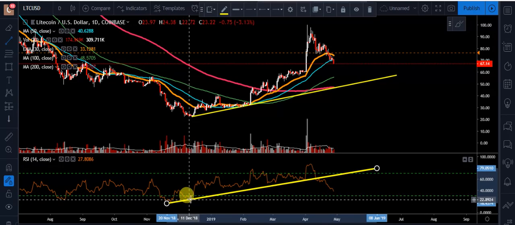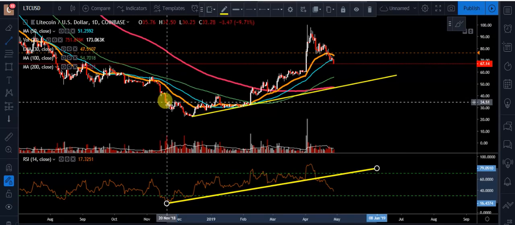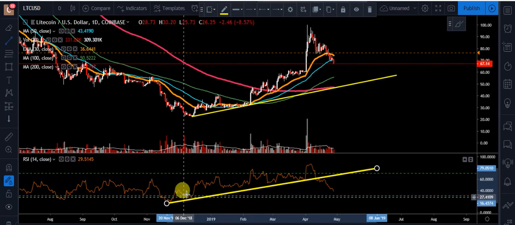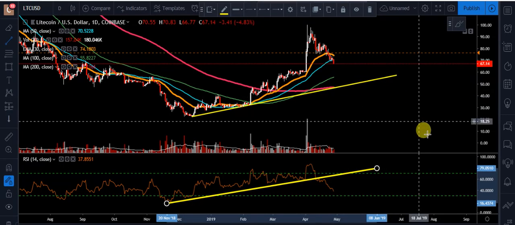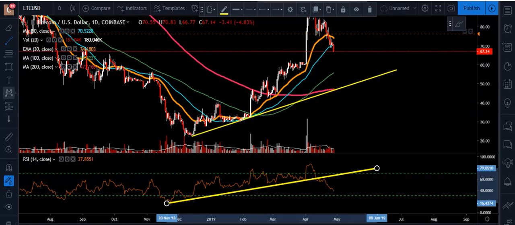here, and this is when you would want to be jumping back into Litecoin. So say you're out of it during this bear market and you saw this happen, and you saw the price going down and the RSI going up, and we were making higher lows, that would have been the spot to get in right there. So, guys, I just want to give you a very quick update on Litecoin.